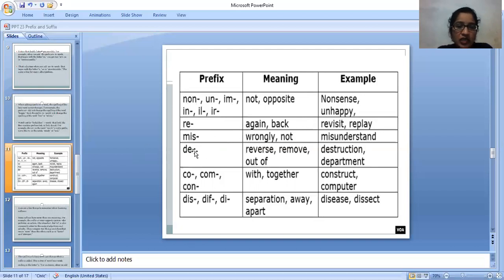And also de, right? And then com. So these prefixes com and con give us the meaning of with or together. And then prefixes such as dis, dif, they give the meaning of separation or apart or away.